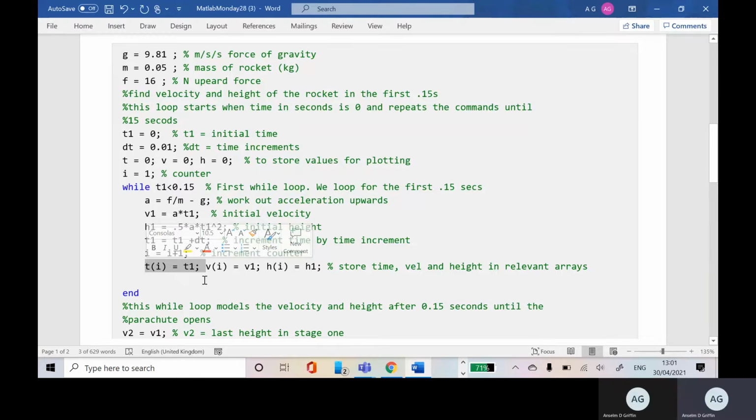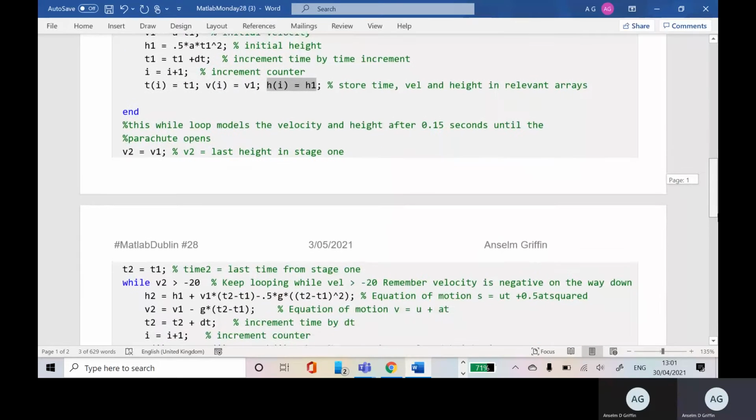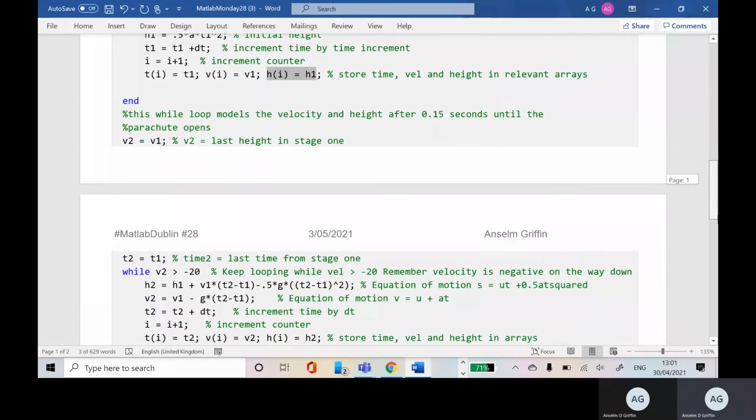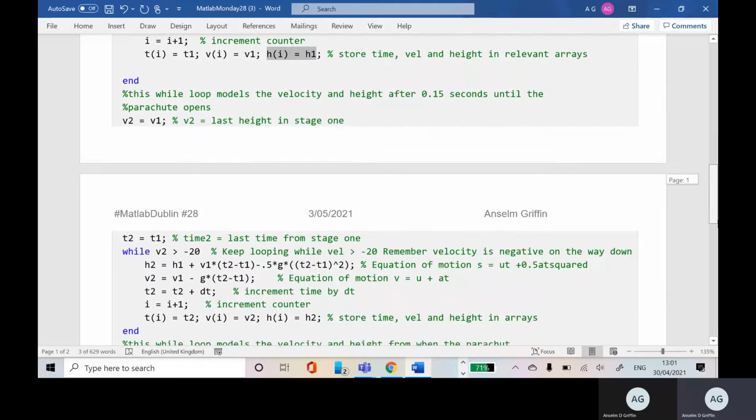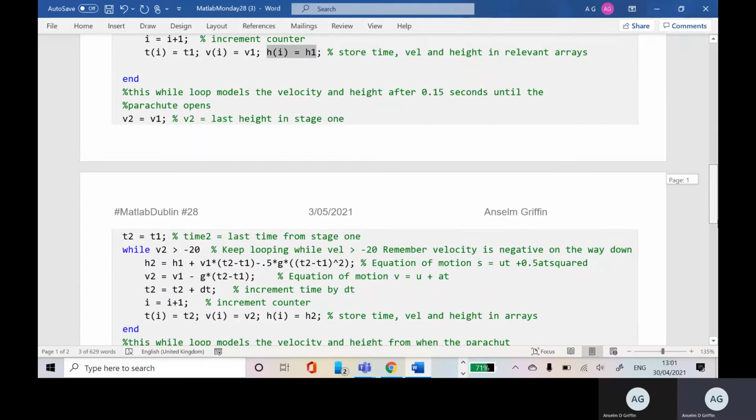And then you have an array T1 that will store each T1 as you go around. The array V will store each V1 as you go around. And the array H will store each height as you go around. So you go around there, and when T1 gets to 0.15, you stop. Because what happens then, the rocket has reached its apex. The parachute deploys immediately.